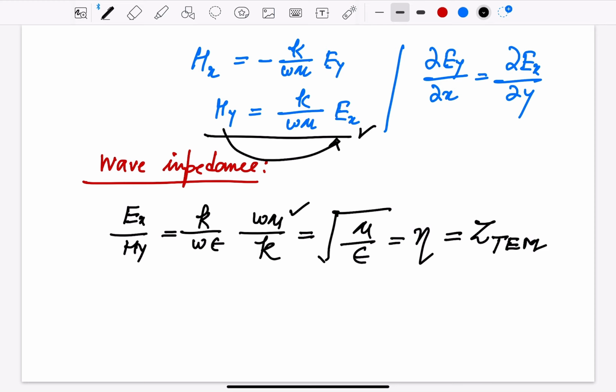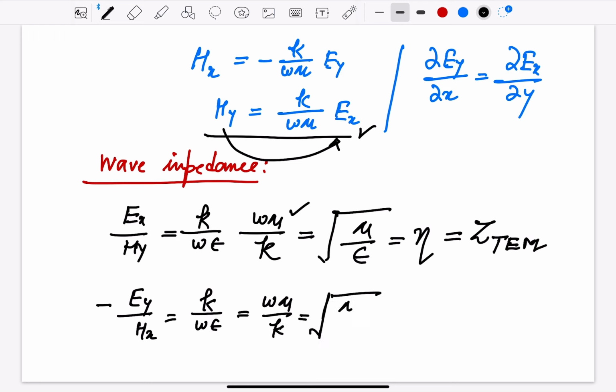So this is one thing. Now another set of equations we can also recall: minus Ey over Hx is equal to k over omega epsilon, and of course omega mu by k in a similar sense. This will also give you the same result, the square root of mu by epsilon is equal to eta, and this is Z TEM. So now we define the wave impedance in terms of the material properties and by taking the ratios of these field components.